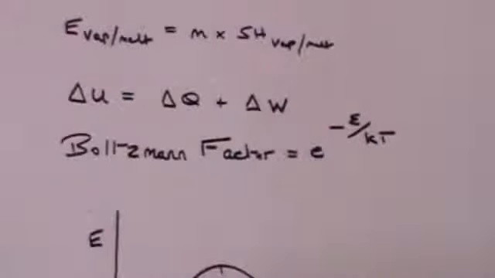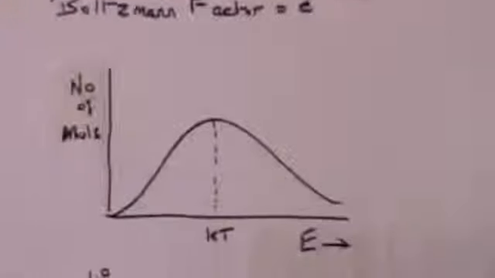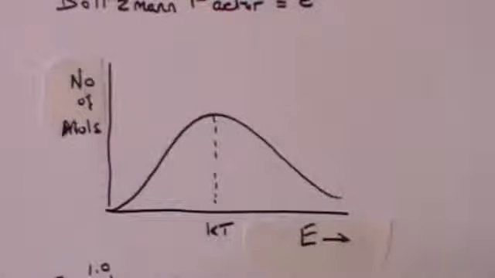If you need a certain energy in order for some kind of process, maybe a chemical process, to take place, that energy that you need is epsilon. k is the Boltzmann constant and T is the temperature. The Boltzmann factor tells you the proportion of molecules which will have at least the energy epsilon, depending on the temperature T. Then this graph shows the distribution of molecules.